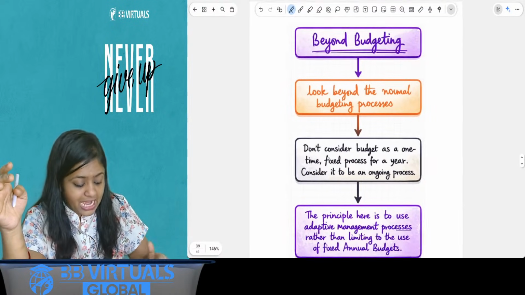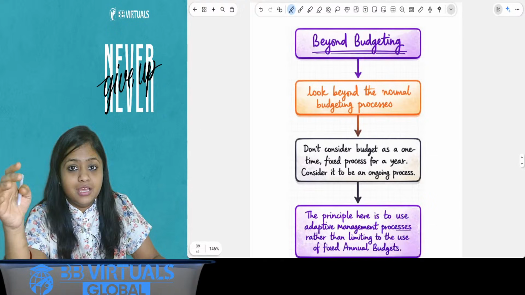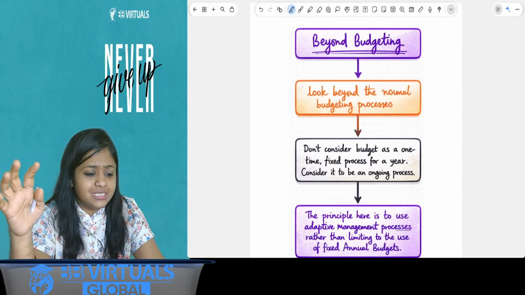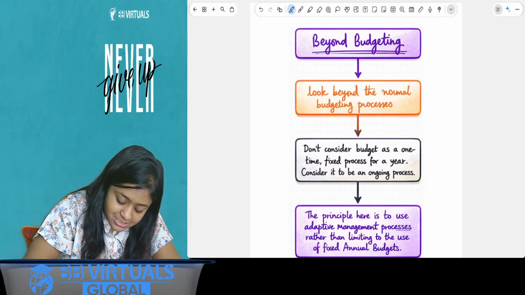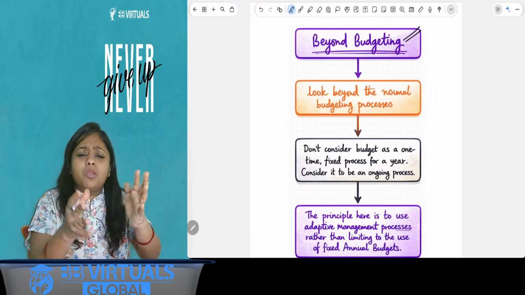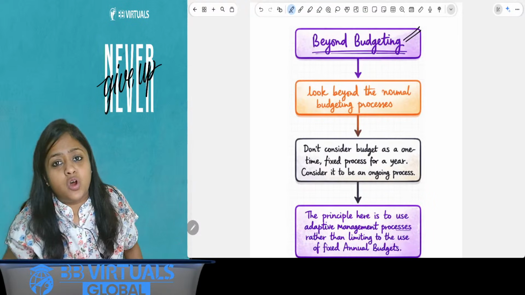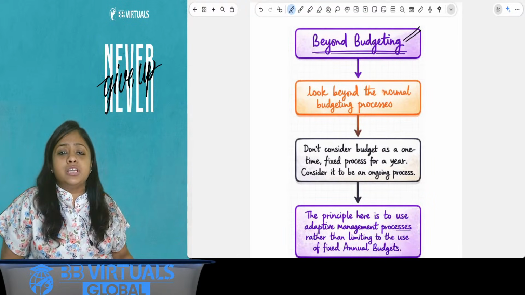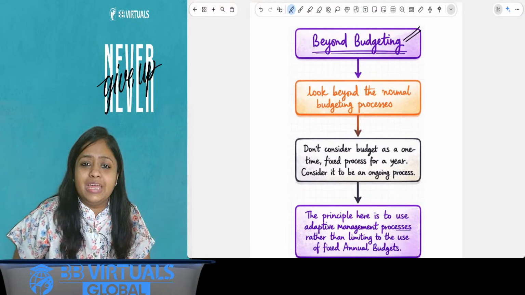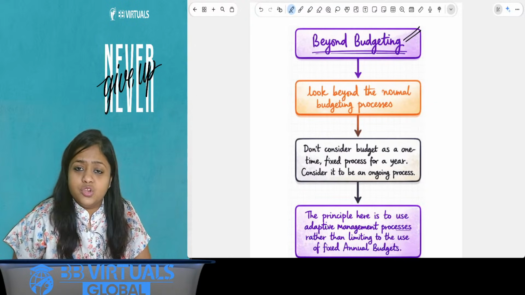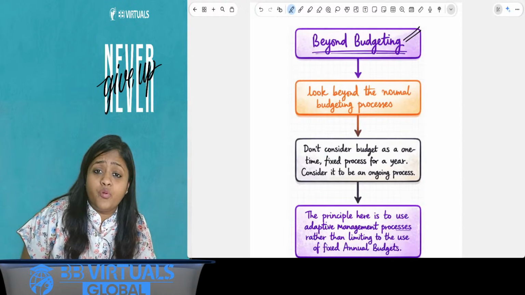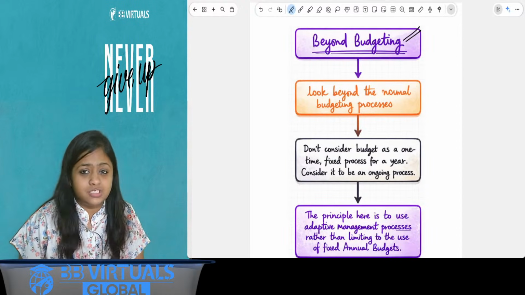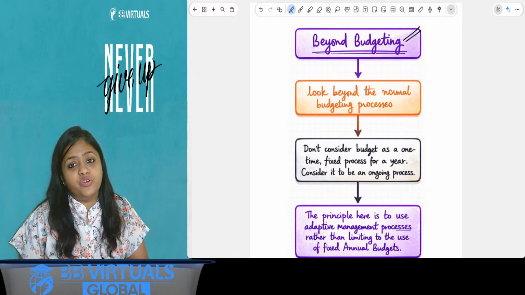Now going towards the last portion of your budgeting systems. Yes, we're done with the budgeting system revision. The last portion of your budgeting systems is beyond budgeting. It says, look beyond the normal annual budgets, the traditional budgets that you are creating, because it's a changing environment. It's an AI environment, and every day your environment is changing. So sticking just with the normal traditional budget would not do much benefit for the entity.